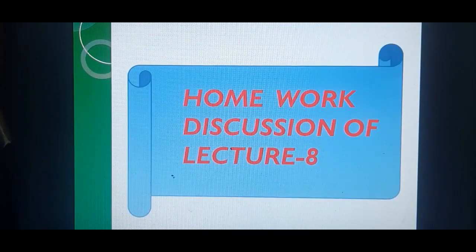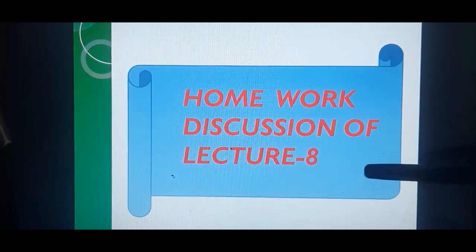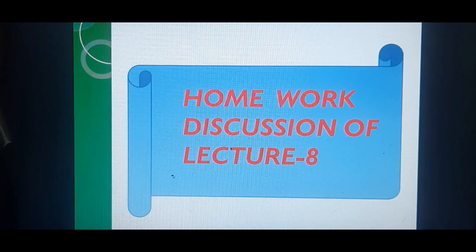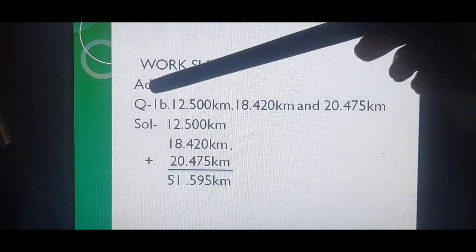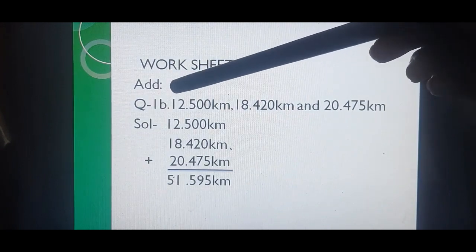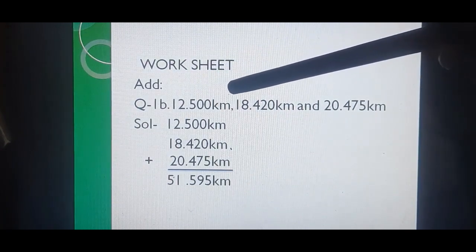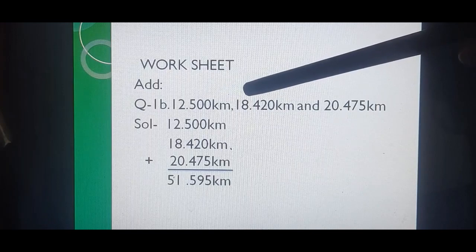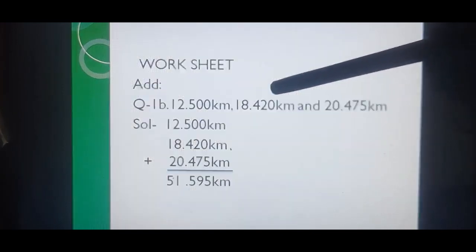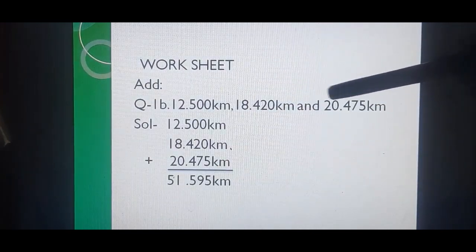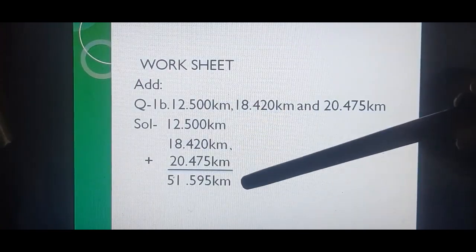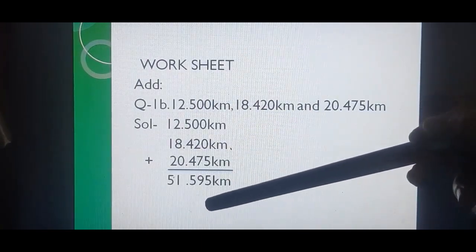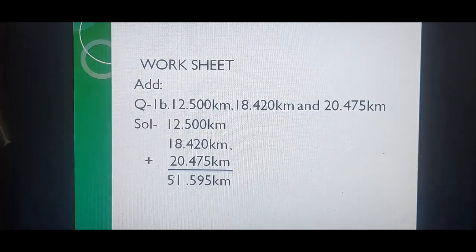Now we will do homework discussion of lecture 8. So take out your books, notebooks. Worksheet questions were given. First question B part, addition 12.500 kilometer plus 18.420 kilometer plus 20.475 kilometer. Simple addition is here. Check your answer. Are you getting 51.595 kilometer?